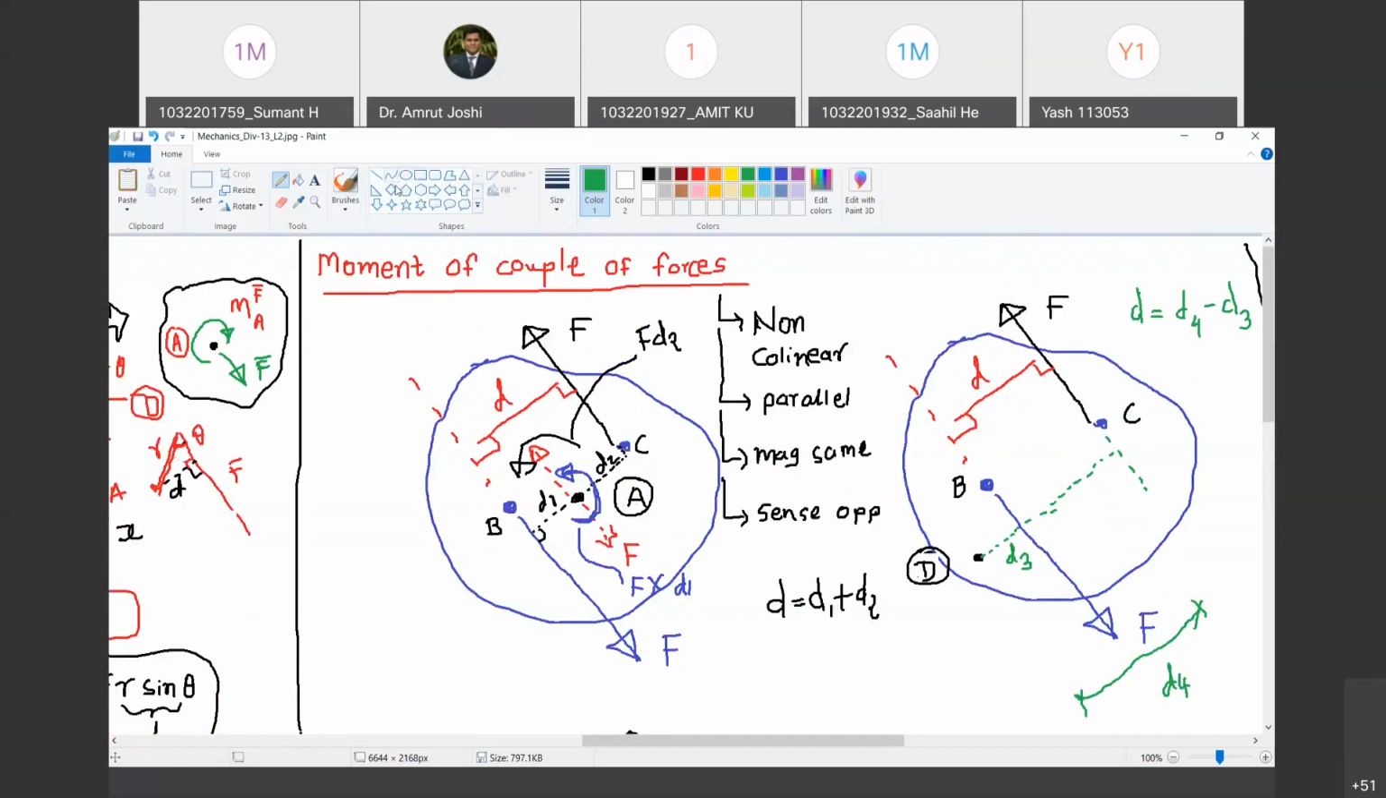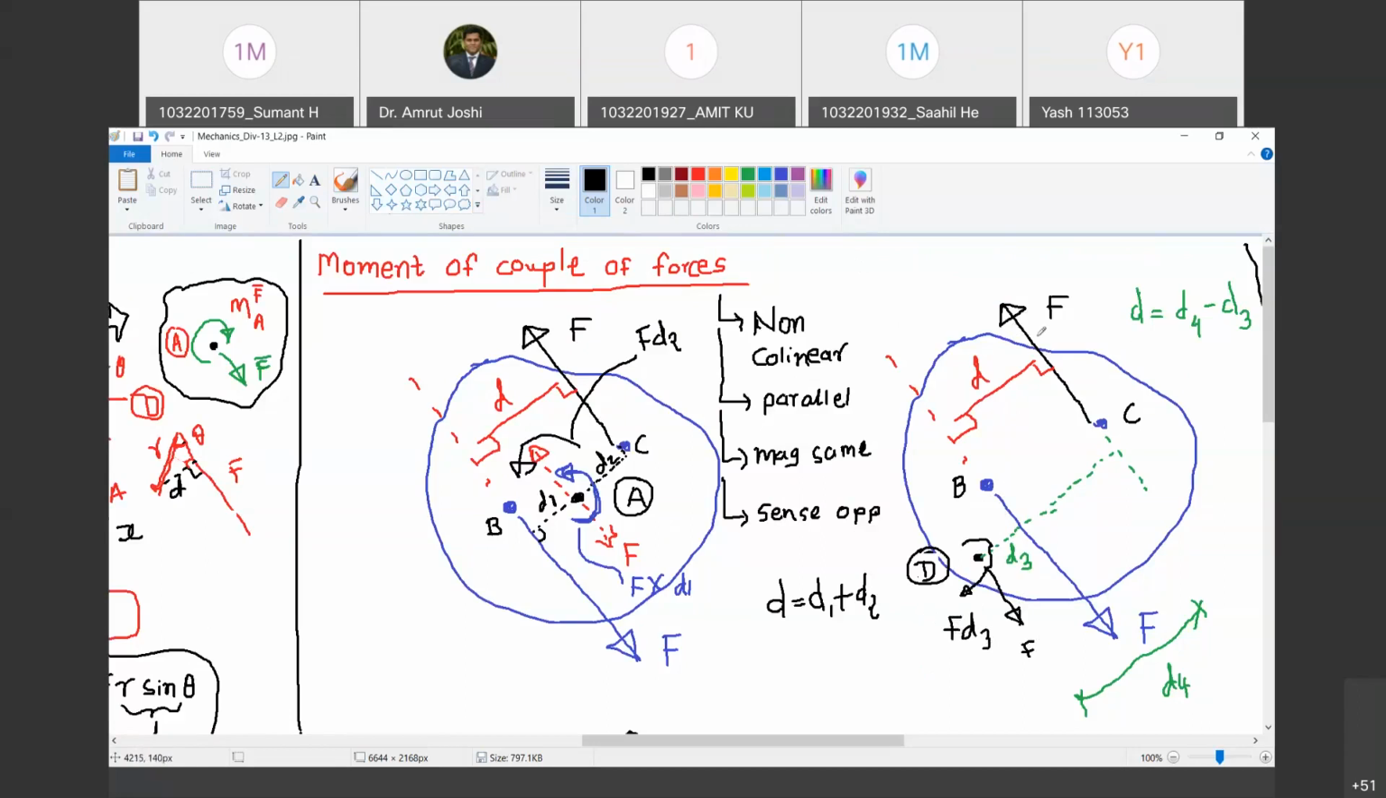So what do we have to do? We have to hold the body at D. And force acting at B will be shown as it is here. Happy? Yes, sir. And what kind of moment will it produce about D? Tell me. Force at B. Clockwise. And what is this moment? This moment I am going to write as F into D3. Are you with me? Yes, sir. Right? Yes, sir.